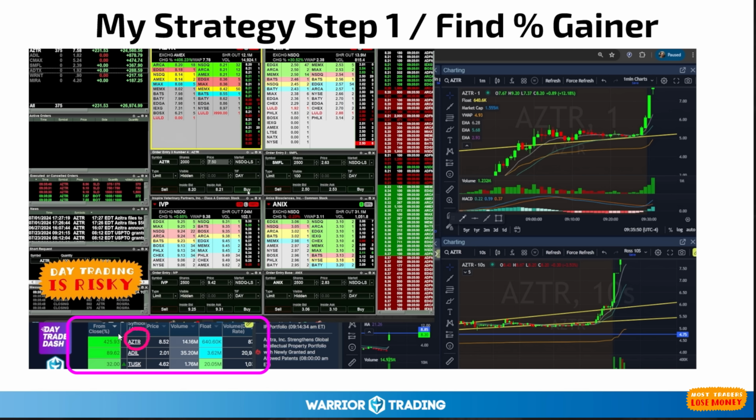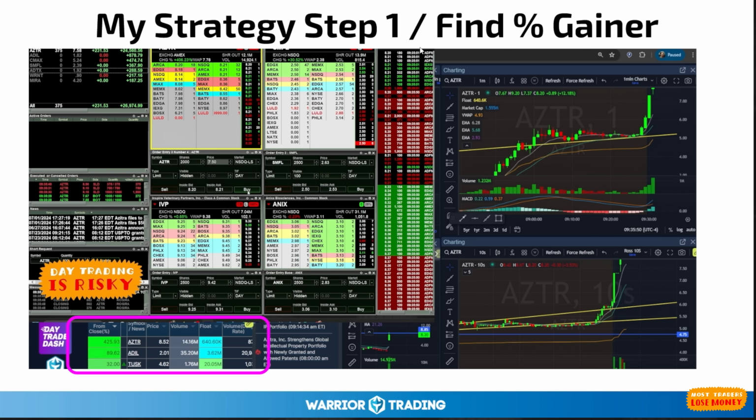Now this stock, at the time I got this screenshot, was up 425% on the day, which is remarkable. Had 14 million shares of volume, a 600,000 share float. The price is $8.52. So this thing is going absolutely crazy. It, in fact, is the #1 leading percentage gainer in the entire stock market. Now, this is the stock that I ended up making about $28,000, $29,000 on Tuesday.